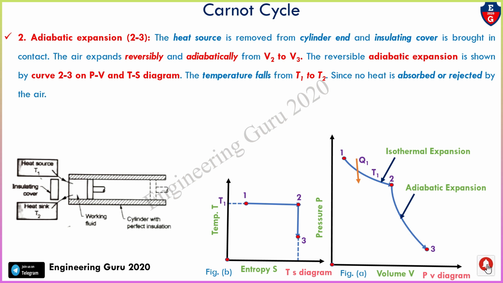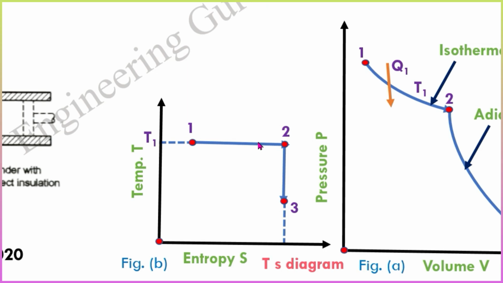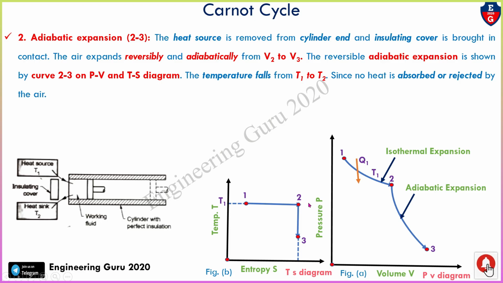The air expands reversibly and adiabatically from V2 to V3. So here in the PV diagram, this is point V2 and this is point V3. During this process, the air expands reversibly and adiabatically from V2 to V3 like this, and the temperature falls from T1 to T2, since no heat is absorbed or rejected by the air. The work done by the air is equal to (P2V2 minus P3V3) divided by (gamma minus 1).